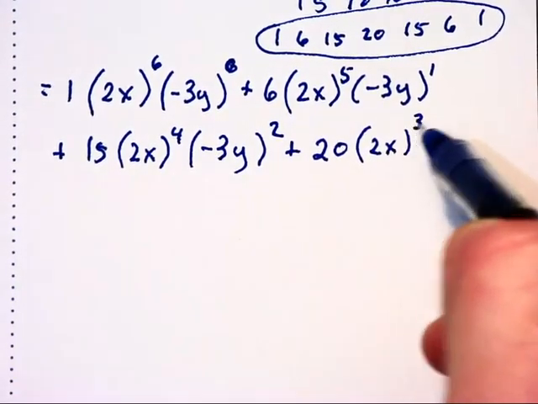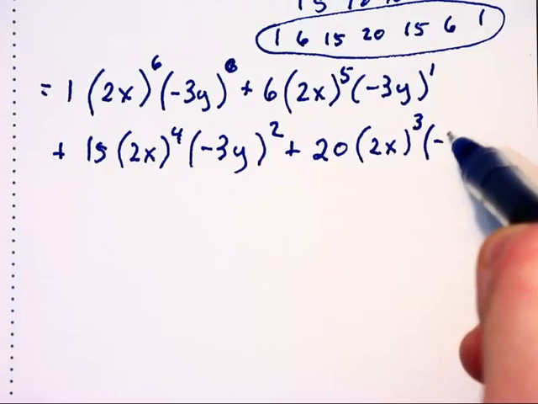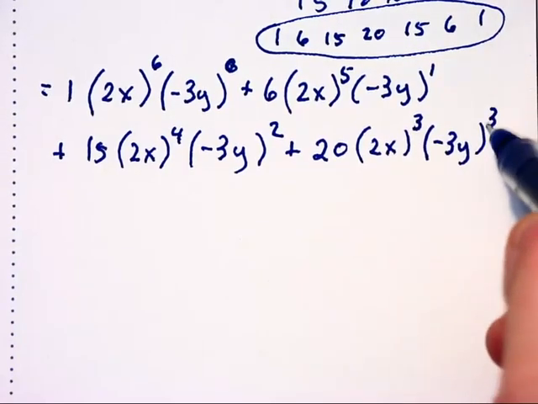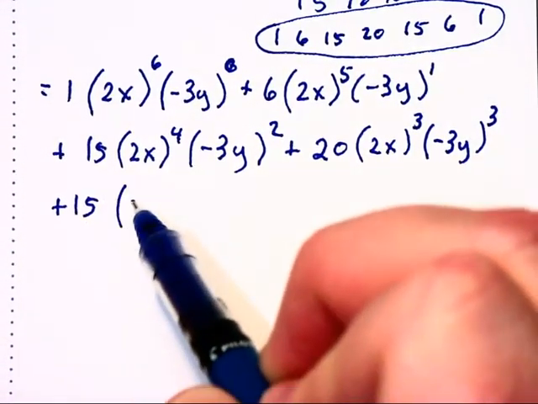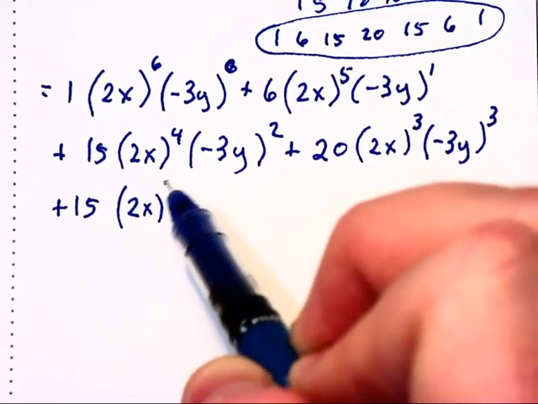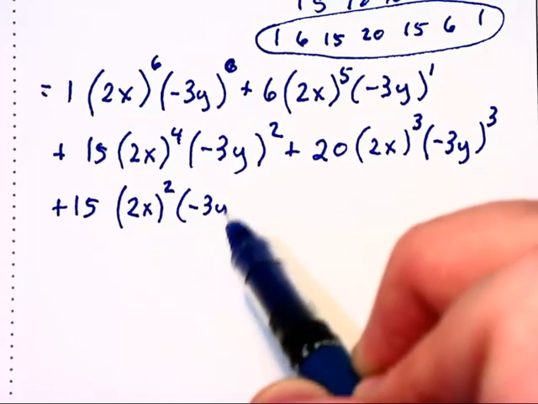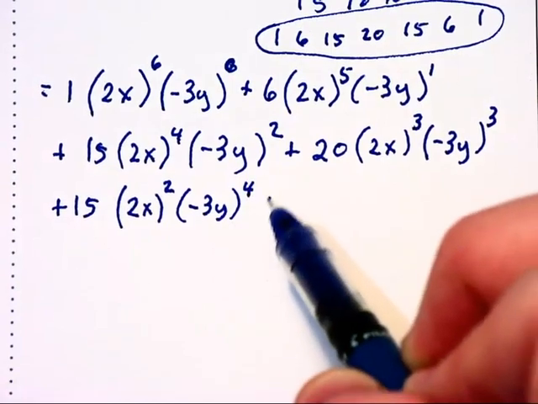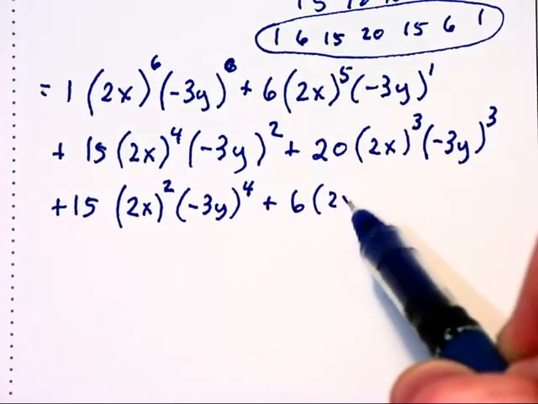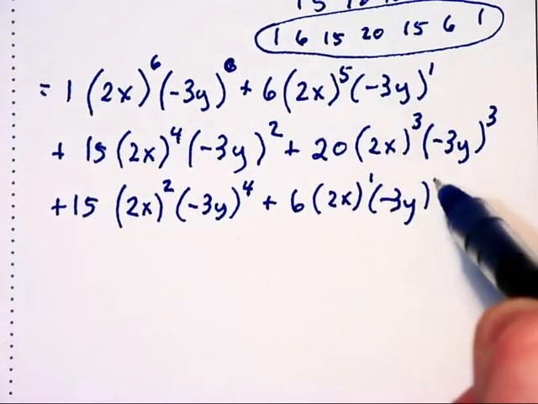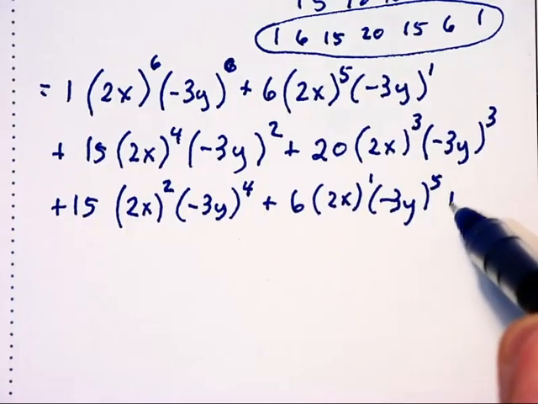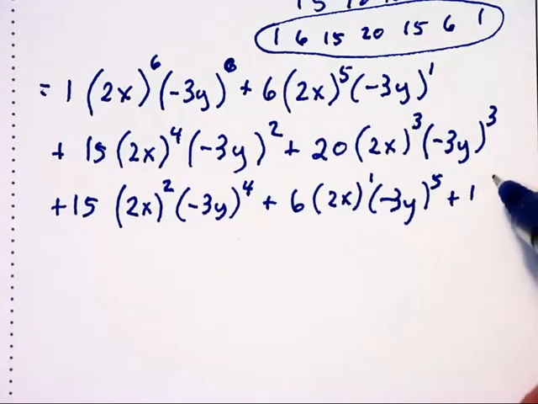the third power times negative 3y to the third power, plus 15 again times 2x to the second power times negative 3y to the fourth power, plus 6 times 2x to the first power times negative 3y to the fifth power, plus 1 times none of the 2x's times negative 3y to the sixth power.